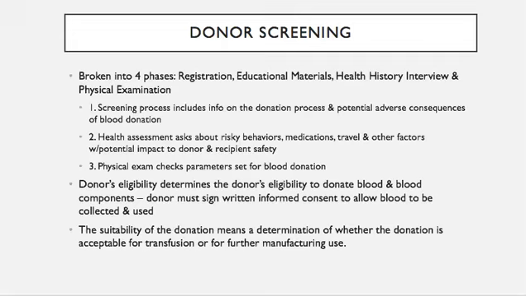So the donor's eligibility determines the donor's ability to donate blood and blood components. The donor has to sign a written informed consent to allow blood to be collected and used. And the suitability of the donation means a determination of whether the donation is acceptable for transfusion or for further manufacturing use.